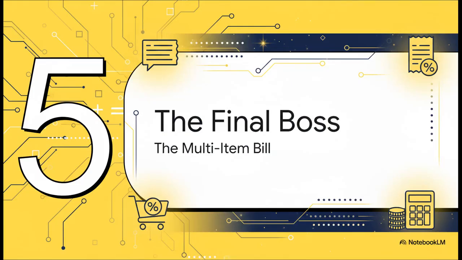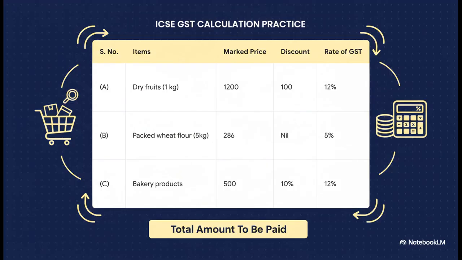All right, this is it, the climax of our shopping trip, and the final challenge, the final boss, if you will, the multi-item bill. This is a classic, high-mark exam question that pulls together everything we've just learned. So here's a typical bill, straight from a question paper. You've got different items, some have discounts, some don't, and they have different GST rates. Your job is to calculate the grand total to be paid.